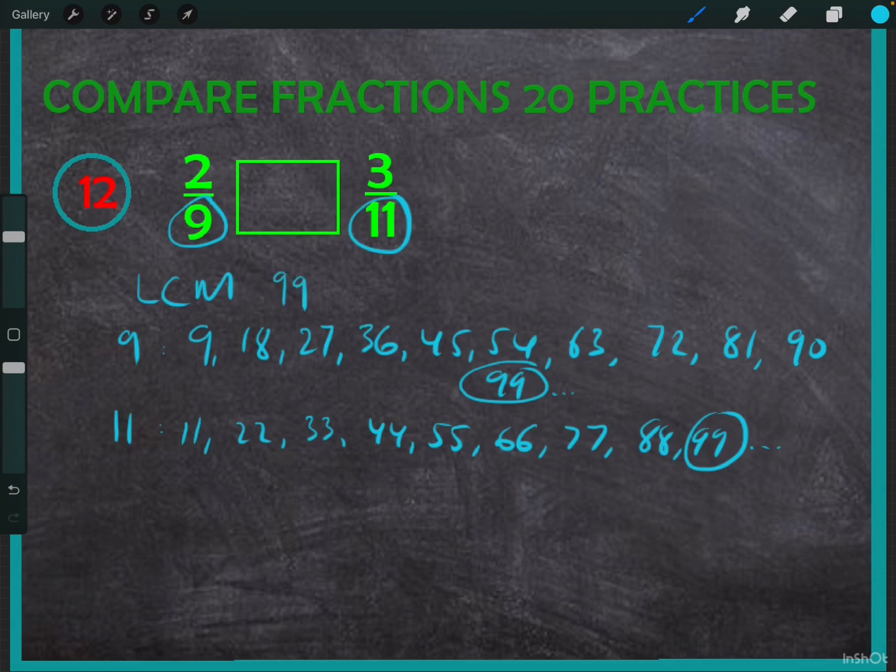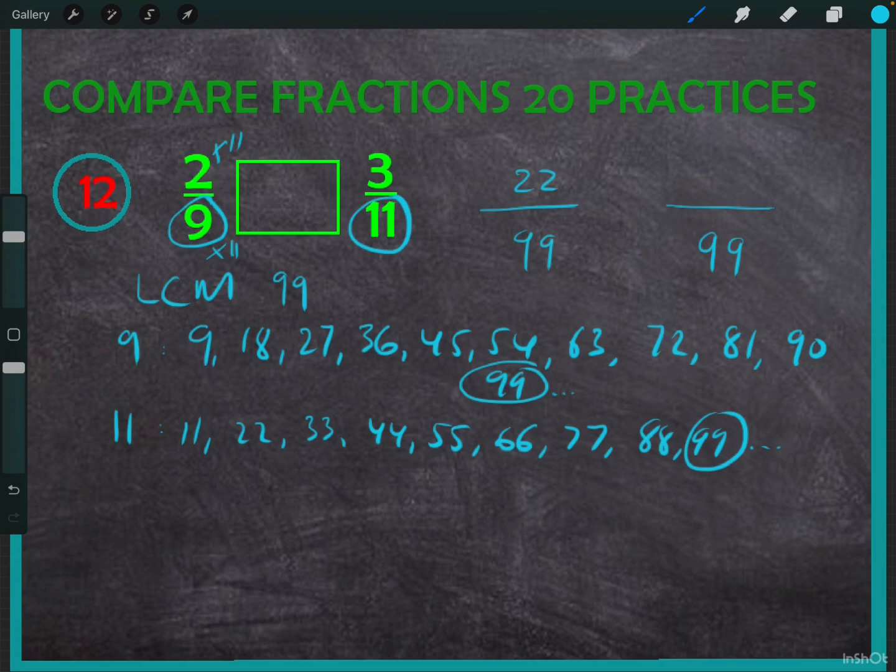From here, we will convert the two original fractions into two new fractions with 99 in the denominator. For the first fraction, we must multiply 11 by 9 to get 99, and then we must also multiply 11 times 2 to keep the fraction equivalent. 11 times 2 is 22. 22 over 99 is the equivalent fraction of 2 over 9.